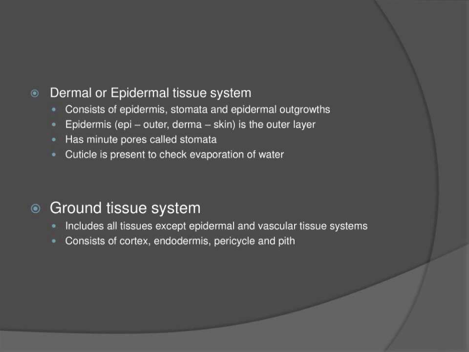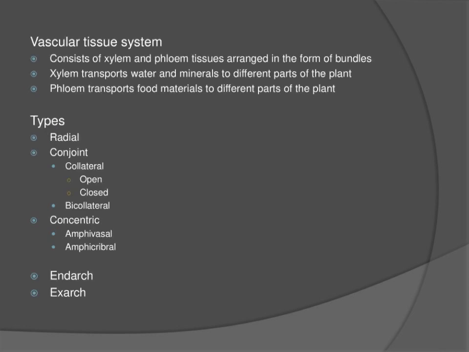Now let's see the third type of tissue system, vascular tissue system. Vascular tissue system consists of phloem and xylem tissues. They are arranged in the form of bundles called vascular bundles. Now, the xylem tissue is responsible in transporting water and minerals to different parts of the plant. Phloem tissue is responsible for transporting food materials to different parts of the plant. This vascular tissue system is divided into 3 types based on their arrangement of xylem and phloem.